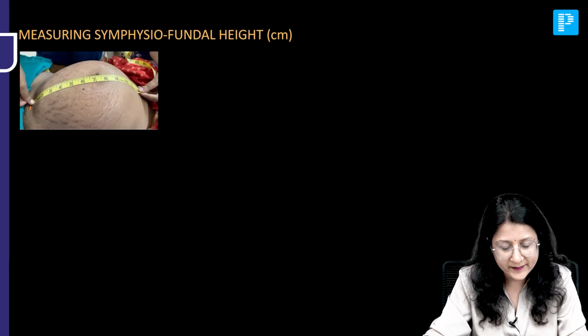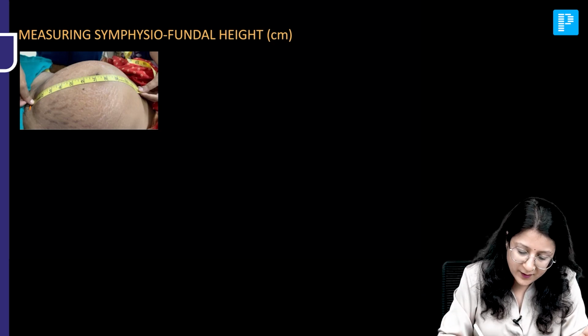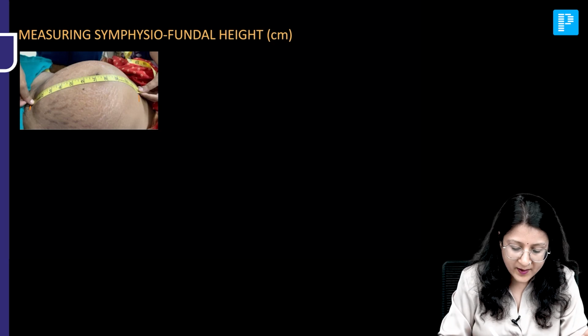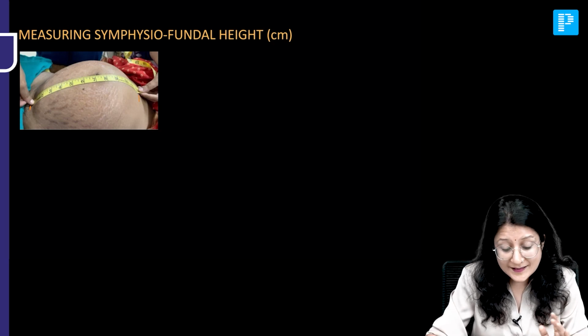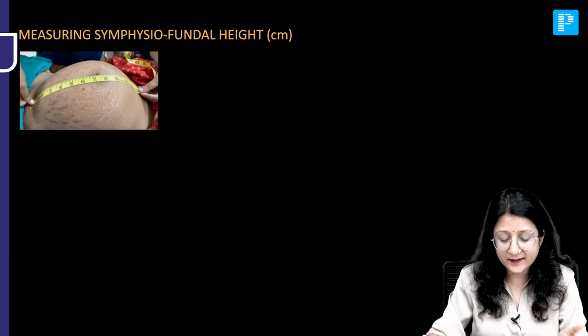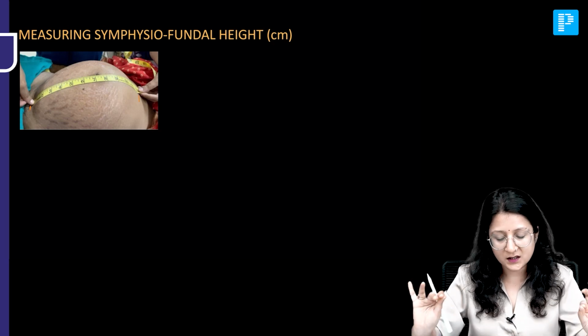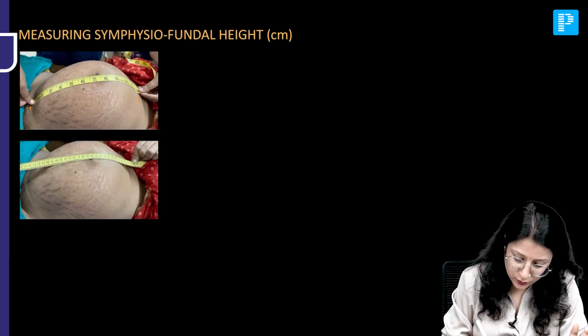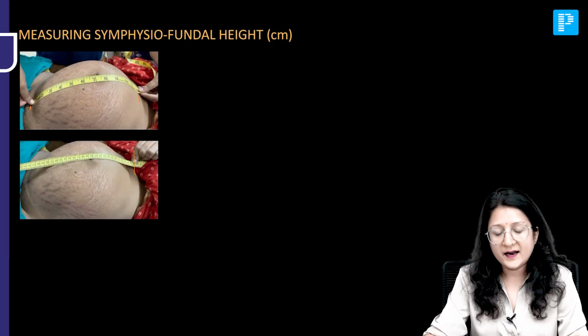This is to avoid any bias. So look at this. We had marked the fundal height here with the help of a pen. We are measuring the symphysiofundal height in centimeters. The centimeter side is hidden. When you measure it, you then turn the tape, and when you turn it, you note the symphysiofundal height in centimeters.